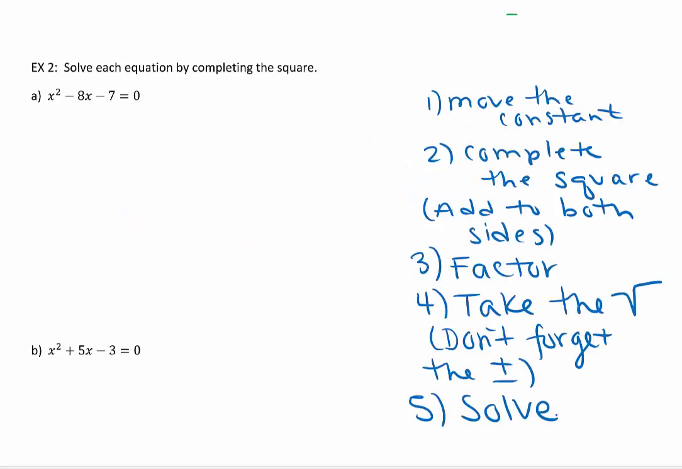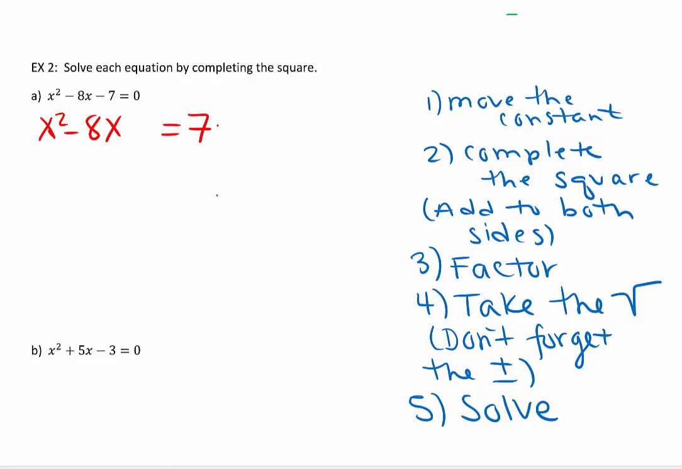So finally, we're going to put all of this together and try to solve equations using the method of completing the square. So the first thing we're going to do is move the constant over. And so if we look at my example, that means move the 7 over, or add 7 to both sides. So that's going to give me x squared minus 8x, and I'm going to leave some space, equals 7.